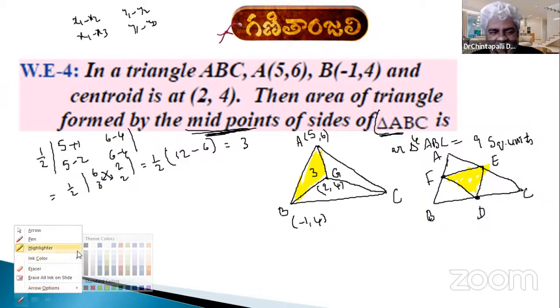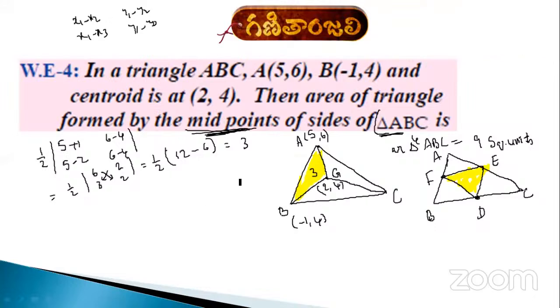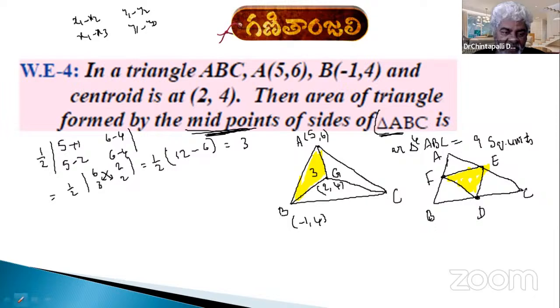By joining midpoints, we can form 4 triangles. The areas of the 4 triangles are exactly the same. So finally we need one triangle. The area of the total triangle is 9 square units, and that 9 square units is divided into 4 parts.